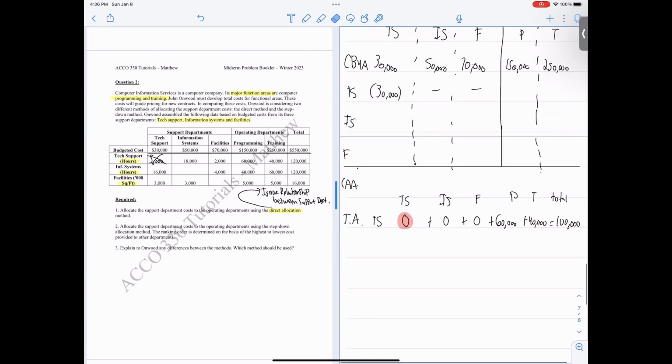We know programming uses 60,000 of the 100,000. So in terms of proportion, it's 60 over the total. That's how you develop a proportion, a fraction: 60 over the total of 100 goes to programming. In other words, programming uses 60%. That's this number as a decimal, but we're not using decimals. This is literally the last time I'm using it. Since programming uses 60% of tech support, they should incur 60% of the cost. So we do 30,000 times 60,000 over 100,000. That gives us a cost to be allocated here of 18,000.